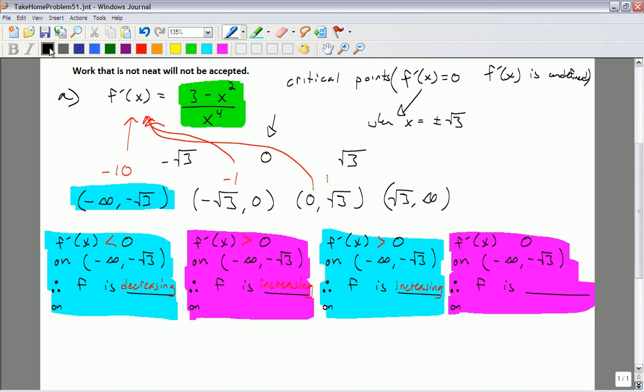You should go back and fill these in: negative infinity to negative root 3. This is negative root 3 to 0. This is 0 to root 3. And this is root 3 to infinity. Okay, and we had one more to go. We had this last interval. A number in it is 10. 10 into your derivative, 3 minus 100 is negative, over a big positive is negative. So less than 0, which means f is decreasing.